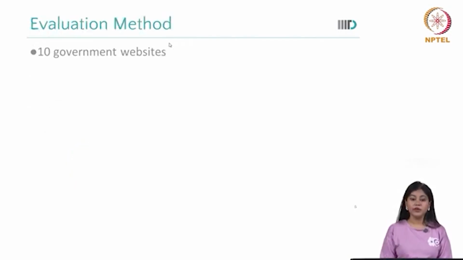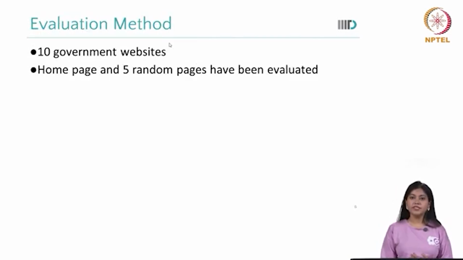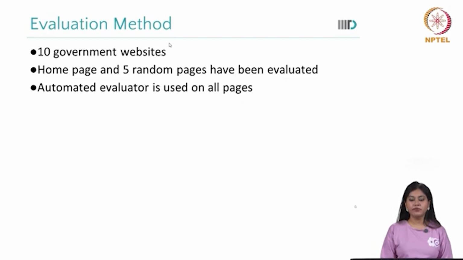Now coming to the evaluation method. First let me tell you about Google Lighthouse and Wave. They will evaluate the websites on various criteria. What will we be evaluating today? We will be evaluating 10 government websites, including one home page and 5 random pages for each. An automated evaluator is used on all these pages and the accessibility scores will be noted.